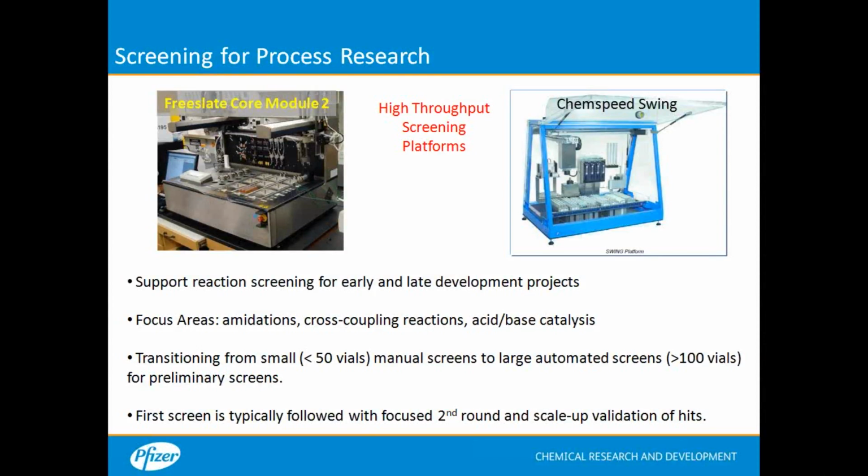Over the past couple of years, we've been transitioning from more small manual screens to larger automated screens. So going from screens that were typically less than 50 vials on a first pass to large screens that are usually greater than 100 vials, at least on the first run. To support these larger runs, we have two high-throughput screening platforms. One is the ChemSpeed Swing, and the other is the Freeslate Core Module 2. The Freeslate Core Module 2 will be the focus of my talk today. Once we've run these large high-throughput screens, we typically follow up with a second round of screening and validation.